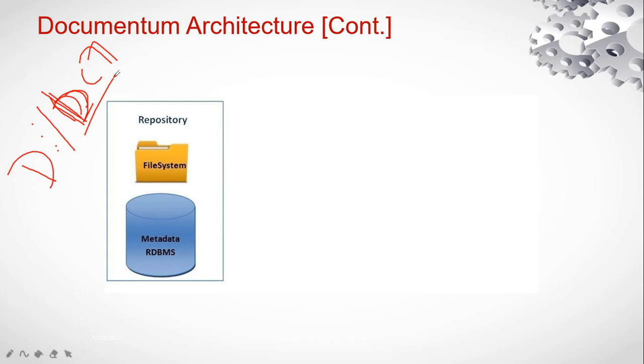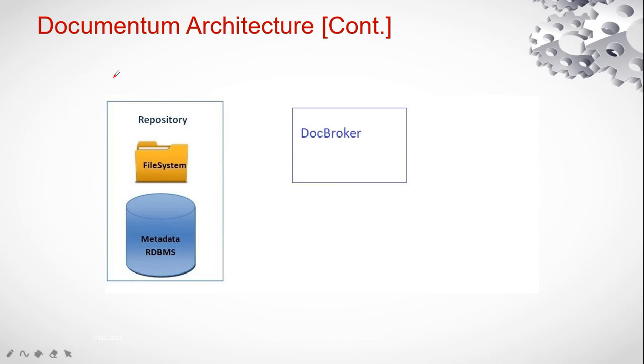So now I have these two things ready: the RDBMS database and the file system. Then the first component we install as part of the Documentum installation is the docbroker. I'll explain what the docbroker is a little later. For now, just remember that we have to install the docbroker first whenever we are installing Documentum. So I will install the docbroker.